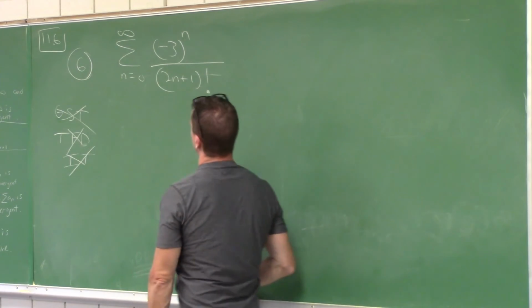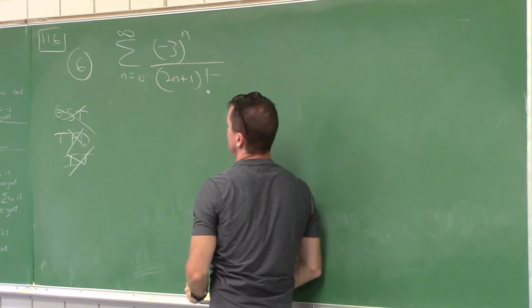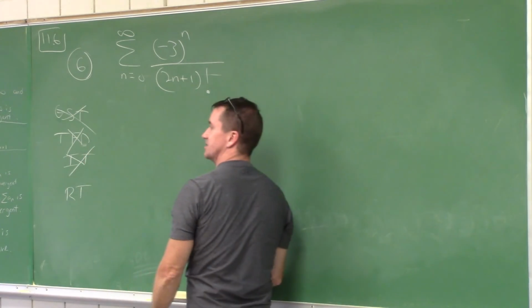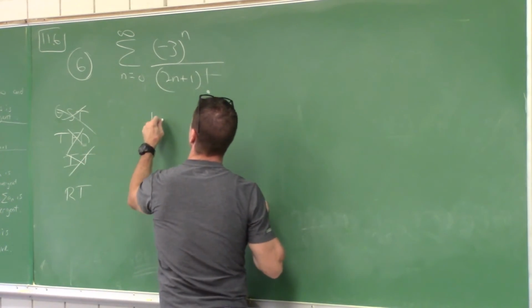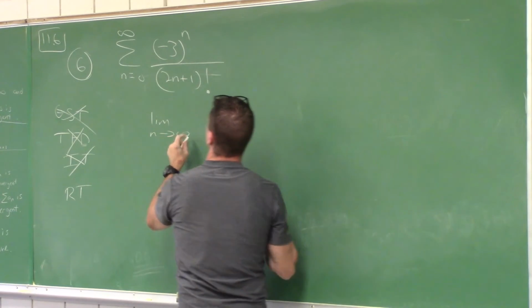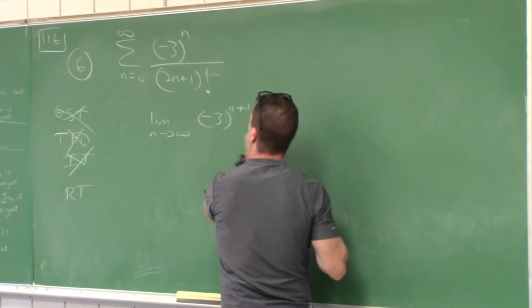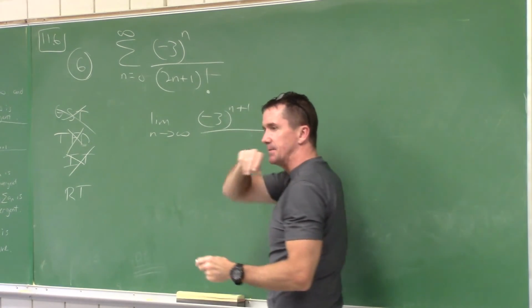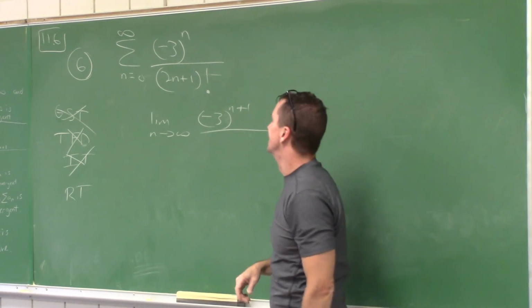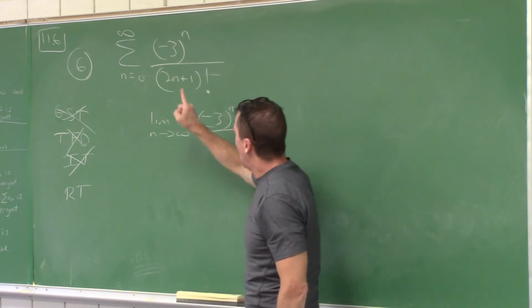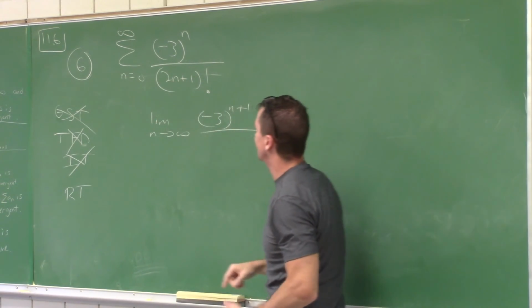Well, what's a great test to use? It's got a mixture of factorials and exponential. Let's try the awesome ratio test. Okay, so we do the limit as n approaches infinity of the absolute value of -3 to the n plus 1, all over... I need some help. Okay, Nicholas will help me with this. I have to substitute an n plus 1 in there.